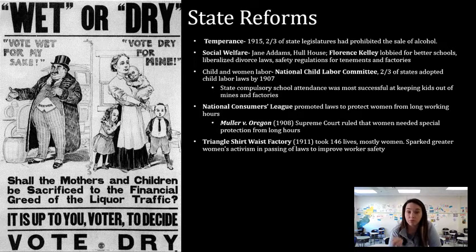A horrible fire took place on one of the floors, and pretty much every woman on the four floors above ended up dying. 146 women, and a couple of men who were managers as well. But it really did spark women's activism and make sure that women were being protected in the workplace.